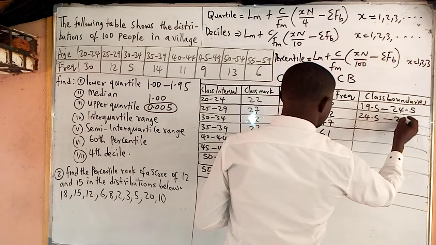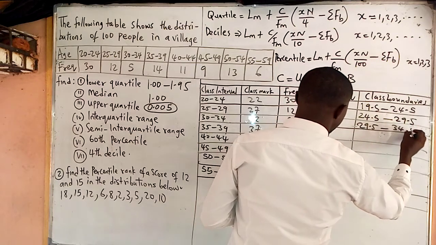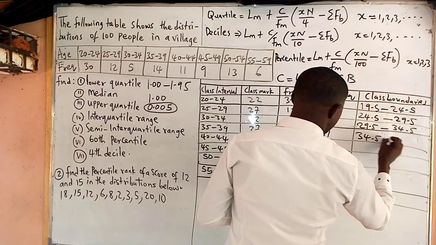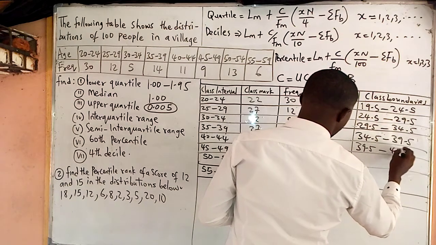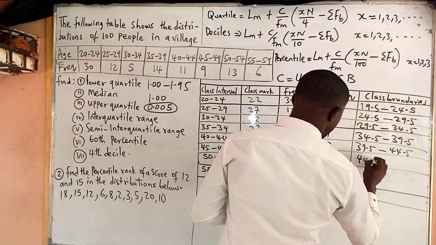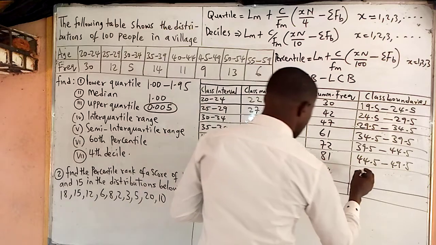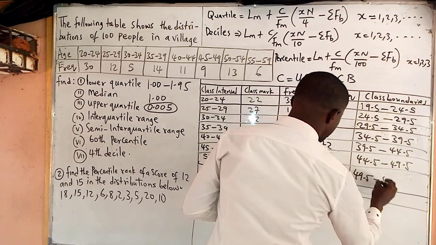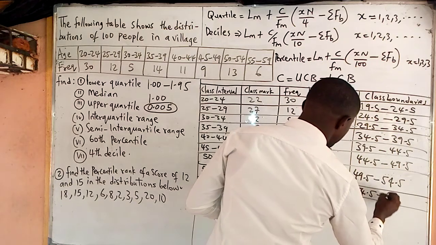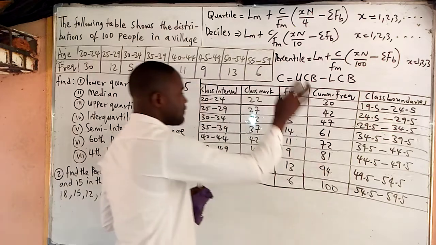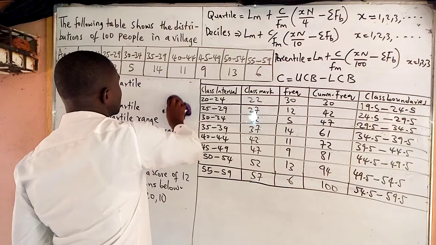So here we'll be having 24.5 to what? 29.5. 29.5 to 34.5. 34.5 to 39.5. 39.5 to 44.5. 44.5 to 49.5. Then 49.5 to 54.5. 54.5 to 59.5. After having this, now they say get your lower quartile.